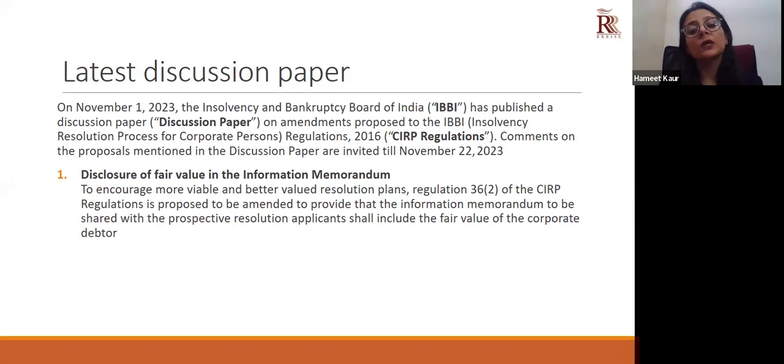Again, this was proposed first in January 2023. The MCA had proposed this amendment, but this was not taken up in the September 2023 amendment. But now again, it has been proposed to encourage more viable and better valued plans. Regulation 36 of the CIRP regulations is proposed to be amended to provide that the IM to be shared with the prospective RAs shall include the fair value of the CD.